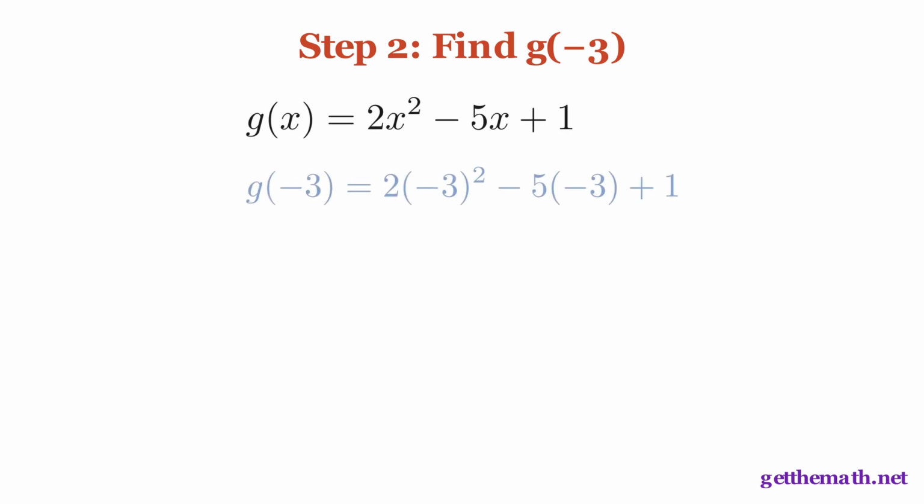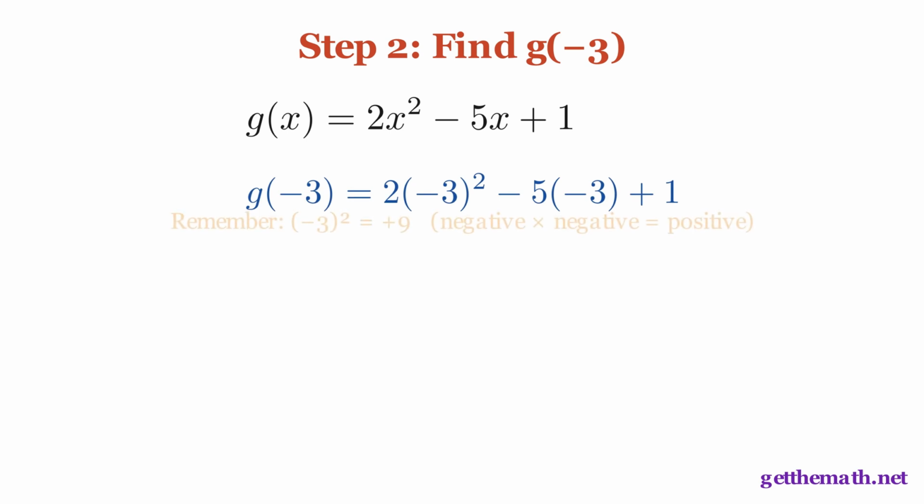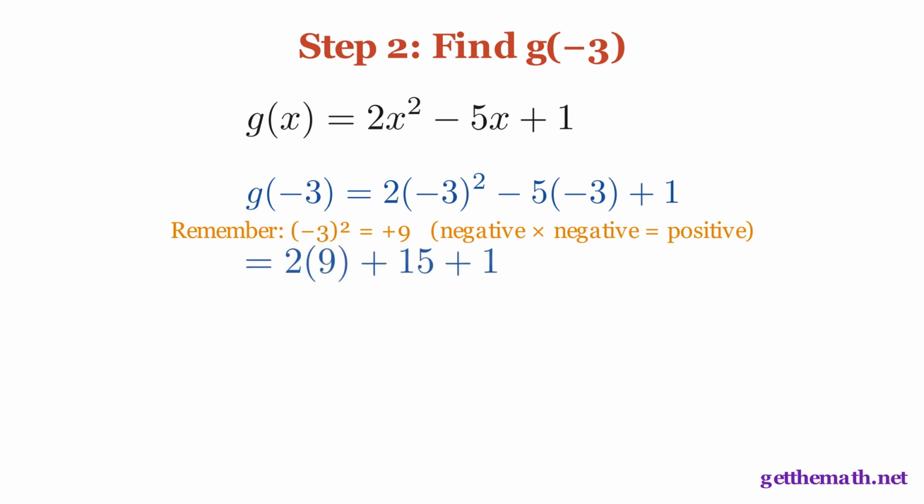Step 2. Find g of negative 3. Replace every x with negative 3. G of negative 3 equals 2 times negative 3 squared minus 5 times negative 3 plus 1. Important: negative 3 squared equals positive 9. Negative times negative equals positive.